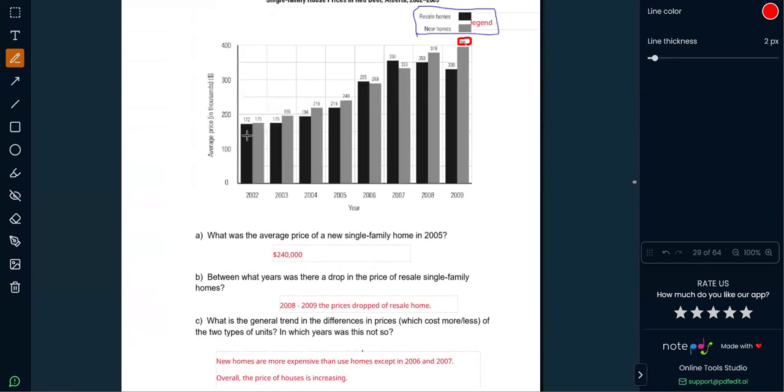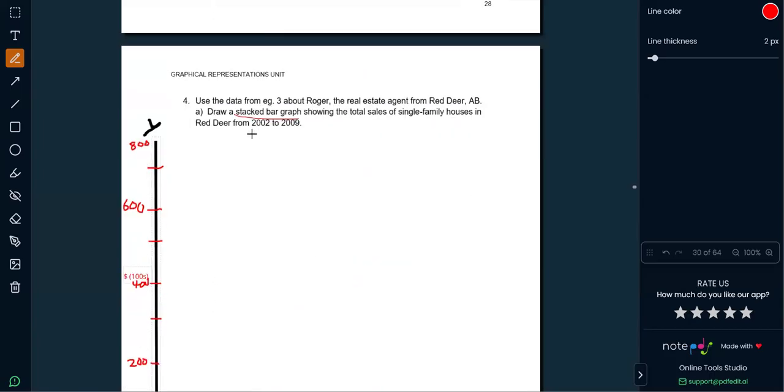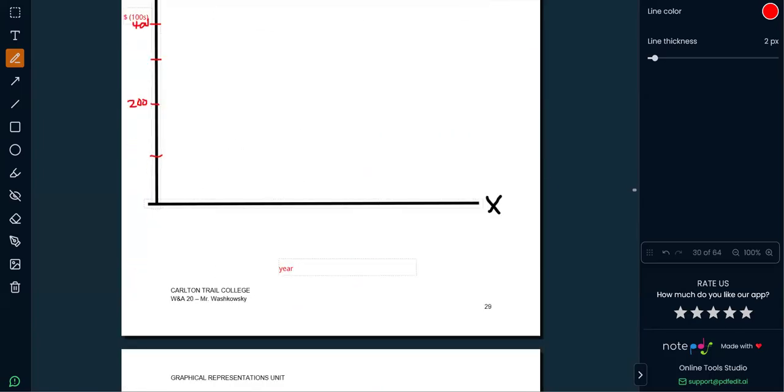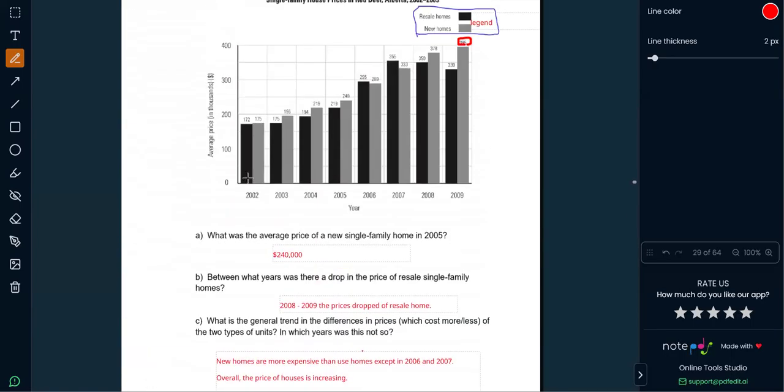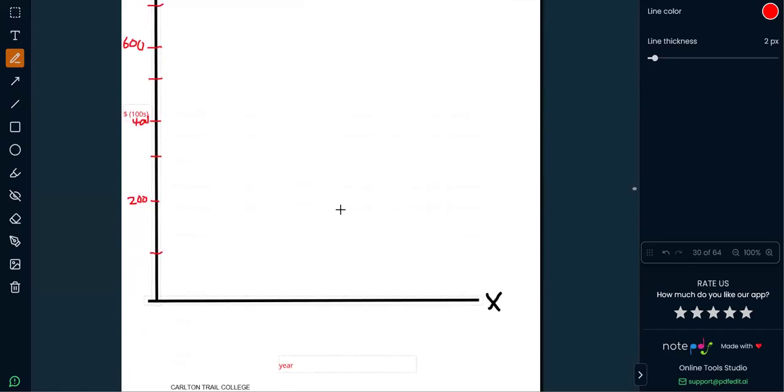Okay, so now let's look here. So first thing is I'm going to do 2002. Sorry, before that actually, let's draw some lines here. So I know I need to do 1, 2, 3, 4, 5, 6, 7. There's 7 years. I need spaces in between.